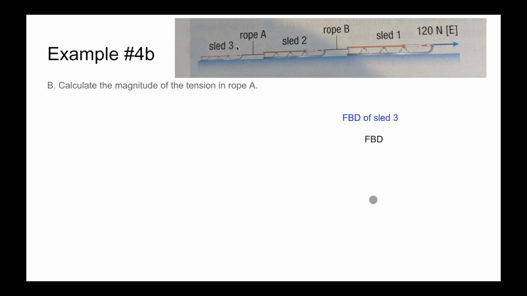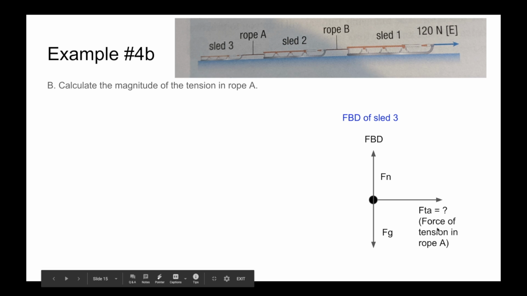So here's the free body diagram. You've got, once again, gravity and normal force, which are balancing each other out. They don't matter. You don't need to calculate them. You know they're balanced. And then we have a force of tension to the right. I'm calling that FTA, so force of tension of rope A. And we don't know how much that is.